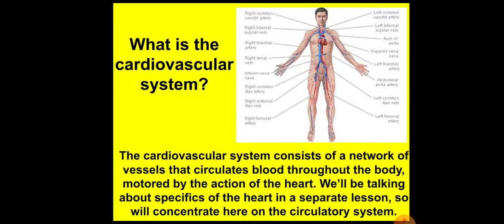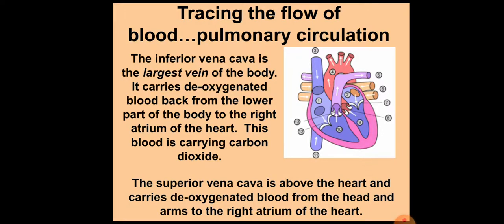But first, what is the cardiovascular system? The cardiovascular system consists of a network of vessels that circulates blood throughout the body, motored by the action of the heart. Tracing the flow of blood.